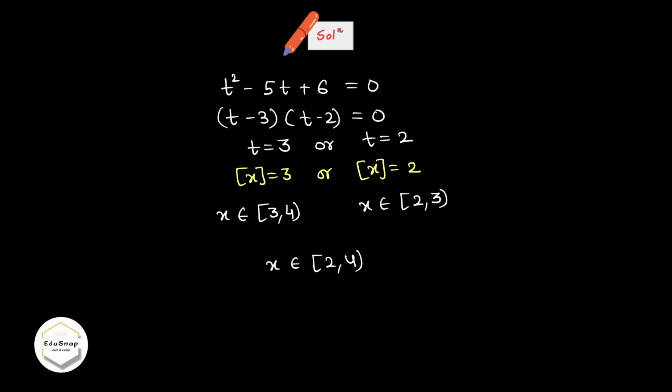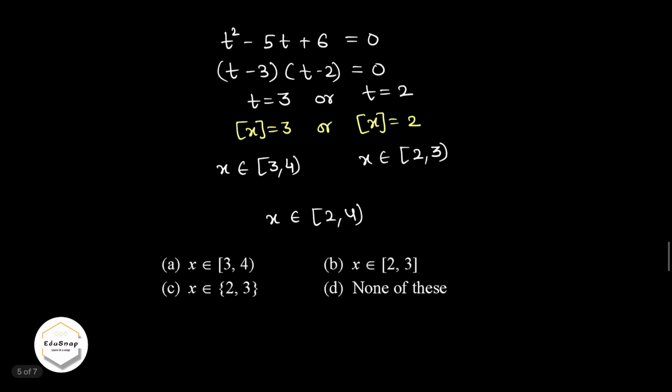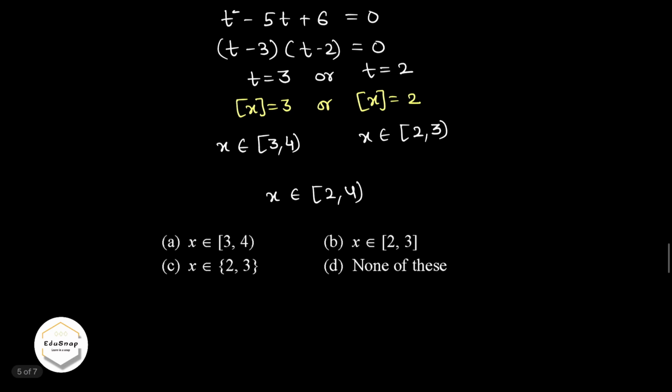Now the question is, which is going to be the correct option? So we have these 4 options. Look carefully. From here we can say that x belongs to between 3 and 4, yes, that we know. Next, x belongs to 2 comma 3, yes, it is also absolutely correct.